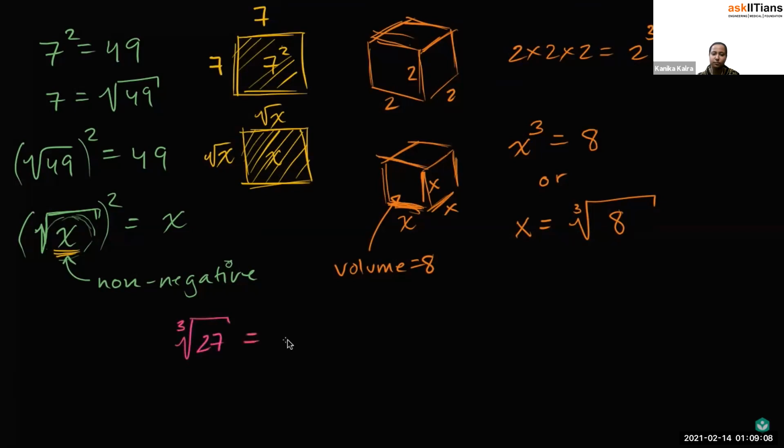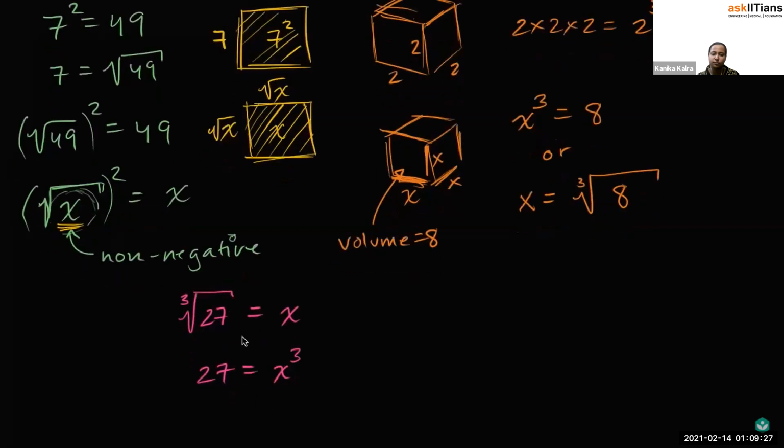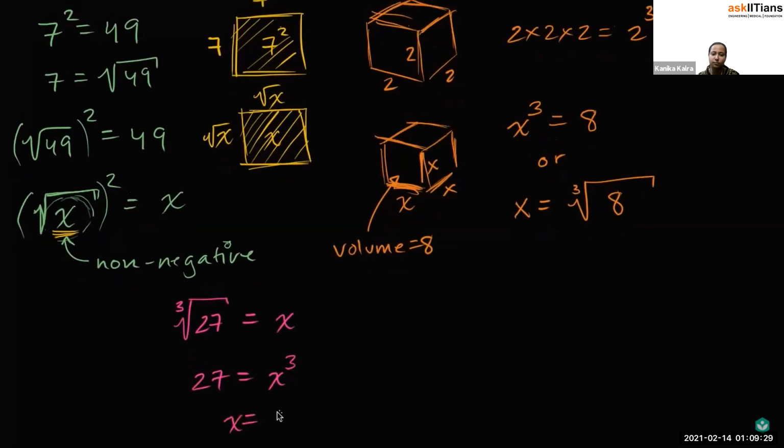Well, if I say that this is going to be equal to x, this is equivalent to saying that 27 is equal to x to the third power. So what is x going to be? Well, x times x times x is equal to 27. The number I can think of is 3. So we would say that x is equal to 3.